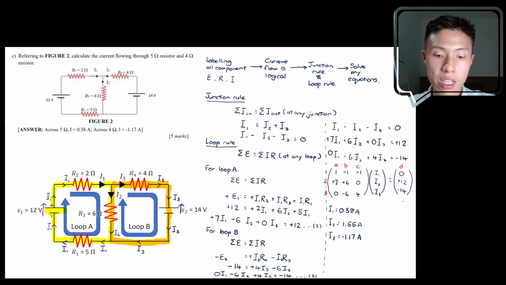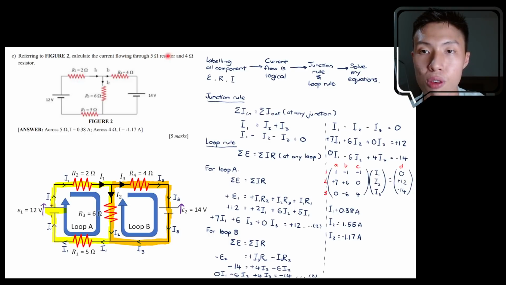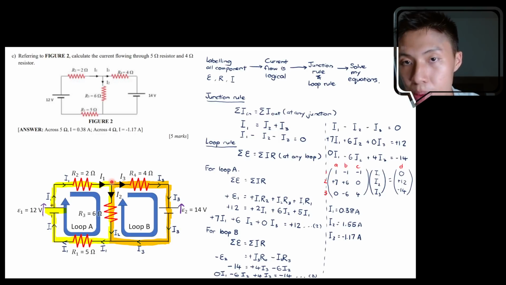So you are immediately being presented with 3 answers straight away. But if you remember, the question is not asking for I1, I2, and I3. They're asking for the current flowing through the 5 ohm resistor and the current flowing through the 4 ohm resistor. So if you investigate the circuit diagram over here, the 5 ohm resistor is over here, so the current flowing through it is called I1.